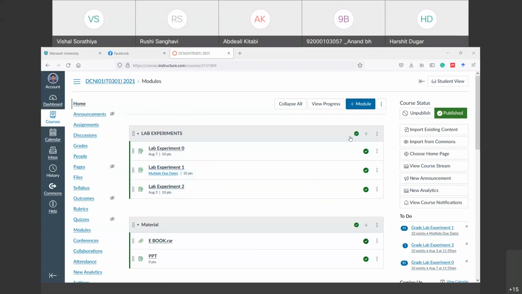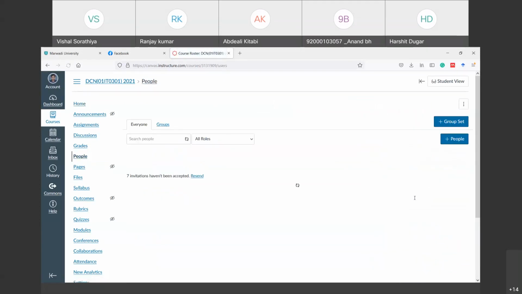Is it okay? I need a confirmation from everyone. Yes or no? Have you understood? Please write it in the chat box. Yes, please. Sir, I'm not getting the invitation of Canvas. You have not got any invitation from Canvas? Type your Marwadi University ID in the chat box. I'm going to add you. Type it in the chat box now, so I will add you in that one.